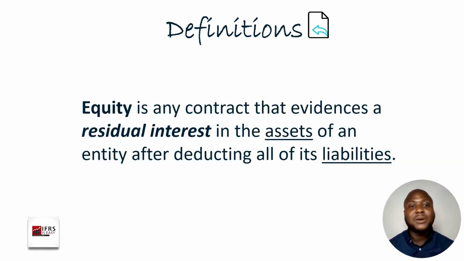The next one that we have here is equity. So let's head over to equity and also see if we can identify what equity is. We said that financial instruments are divided into three: financial assets, financial liabilities, and equity. Now, it is important to note that this equity here is different from what we call investment in equity.